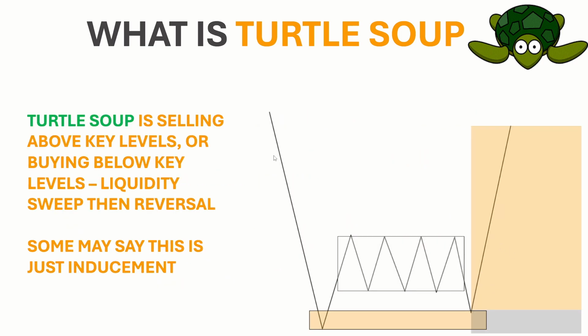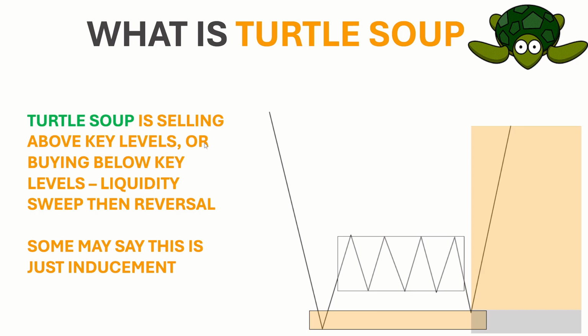What is important is how we apply it into Forex. So Turtle Soup is selling above key levels or buying below key levels. And what do I mean by key levels? I mean key liquidity levels. So for example, in this example I have here, we have support right here, and we want to buy below this key liquidity level.